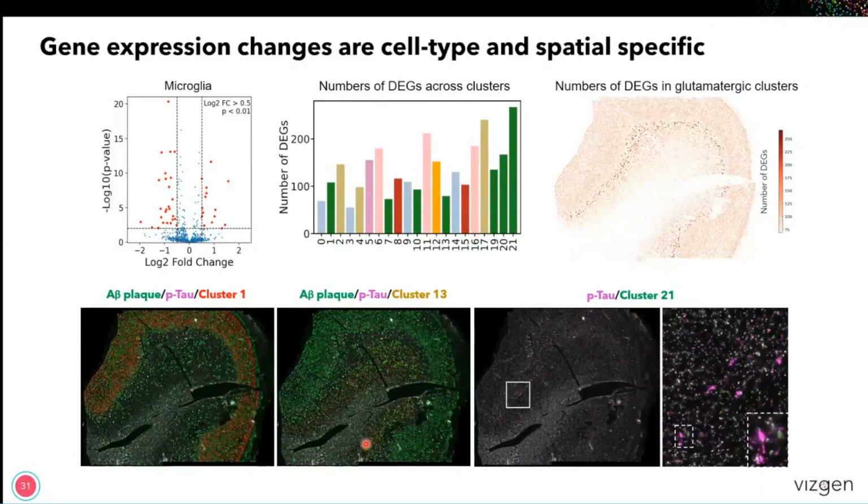Very interestingly, in this analysis, we found cluster 21 shows the highest number of differentially expressed genes across all cell clusters, which is actually not associated with amyloid beta plaque.